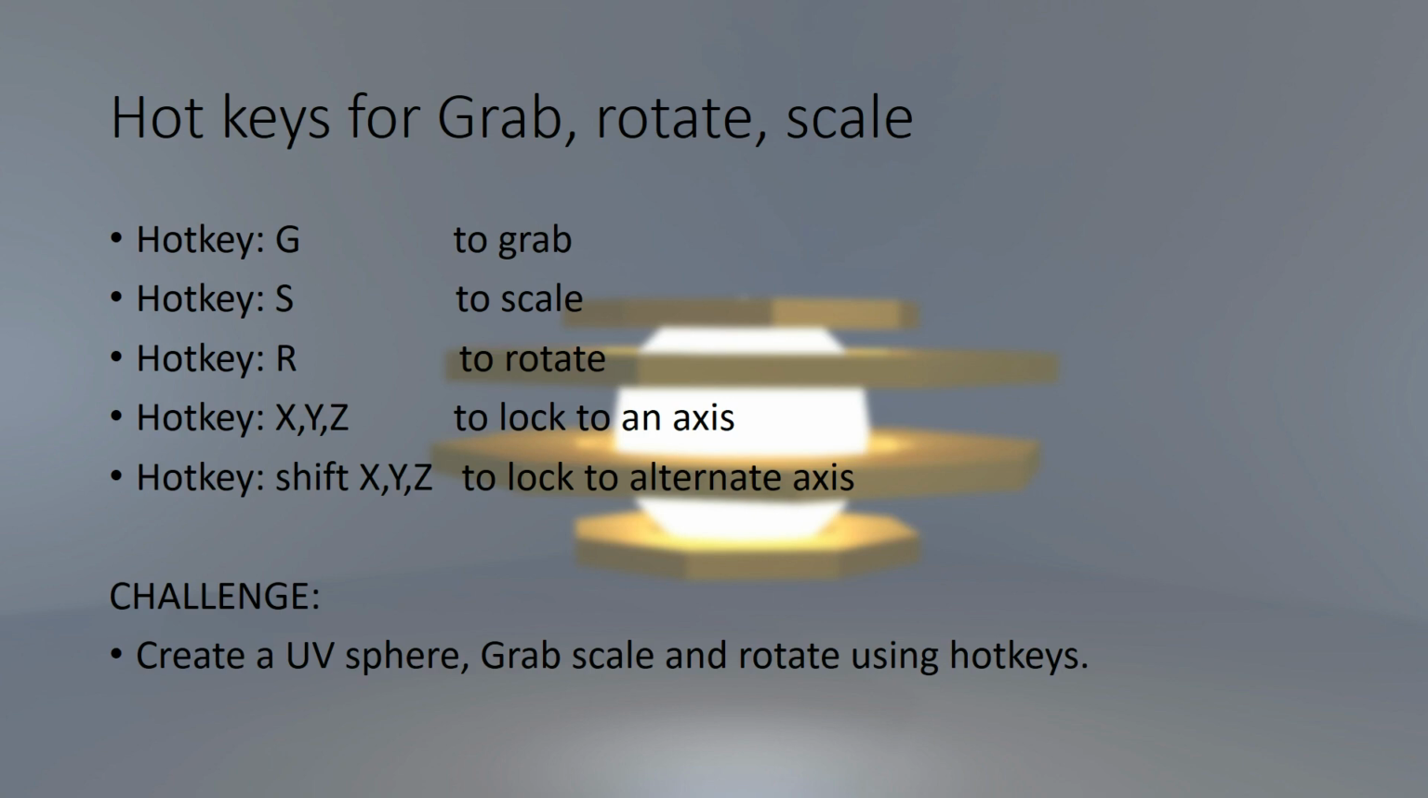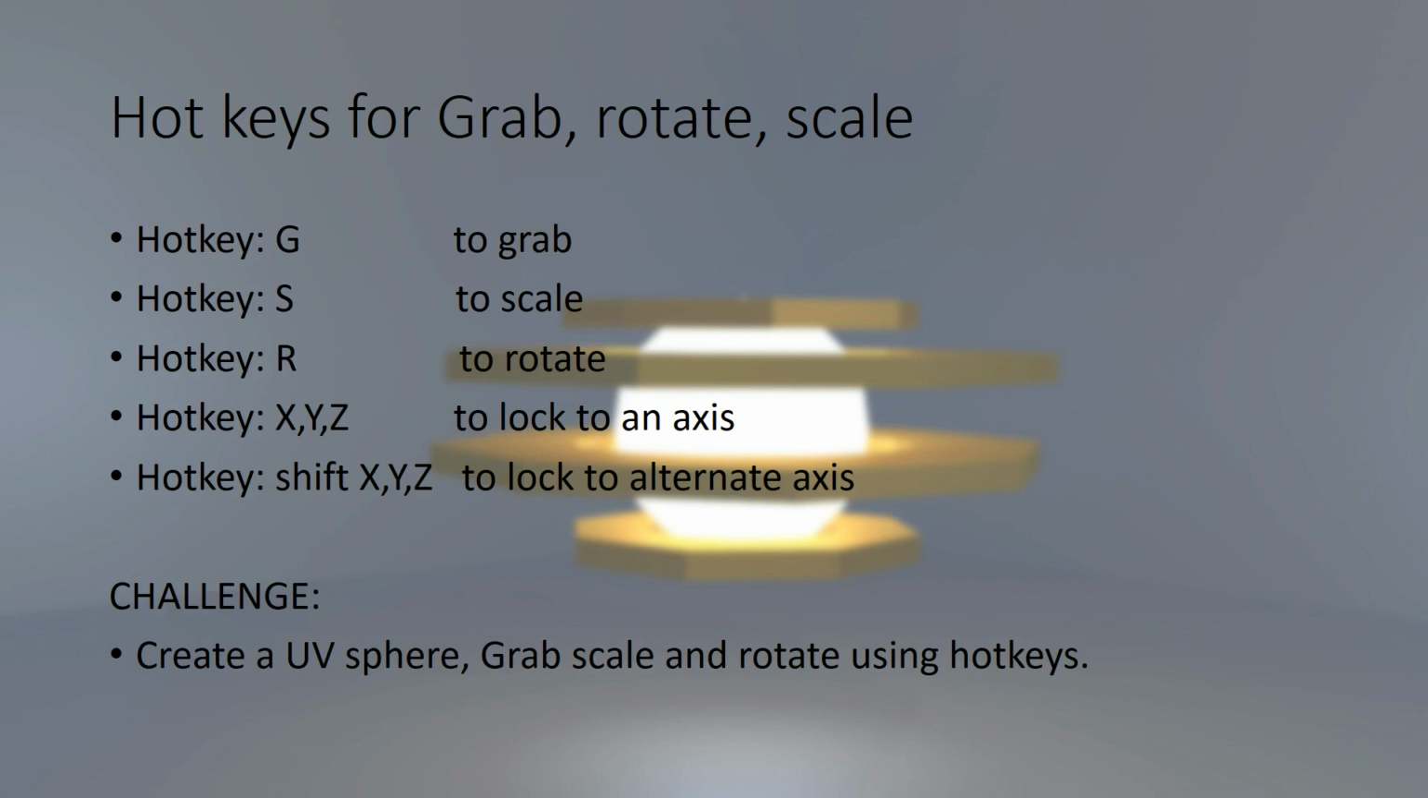In this lecture, we're going to be looking at the main hotkeys that are used in object mode. These are the hotkeys for grabbing, rotating, and scaling. The hotkey G is used to grab, the hotkey S is used to scale, the hotkey R is used to rotate, hotkeys X, Y, and Z are used to lock to an axis, and hotkeys Shift, X, Y, and Z are used to lock to alternate axes.